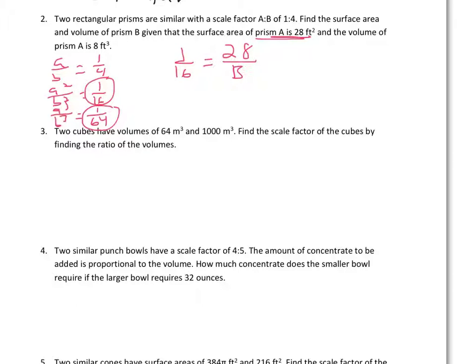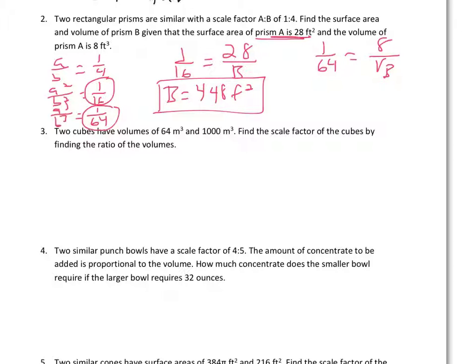Cross multiply and divide. Then we get B equals 16 times 28, which is 448. So B equals 448 square feet. That's the surface area of it. Now for the volumes, we're just going to use 1 over 64 equals 8 over the volume of B. Okay, because prism A is 8 feet, so that's why it's going on top.